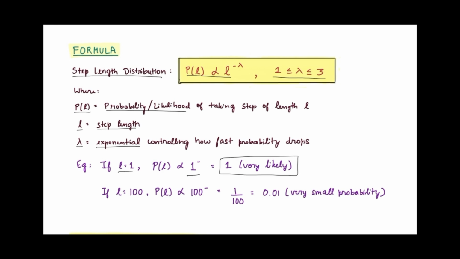Now let's consider the length as 100. So probability of length being equal to 100 is directly proportional to 100^(-1), that is 1 by 100, which is 0.01. That means there is very small probability that the step length is huge, but the probability is never 0. This is what makes Levy flight take both small and big movements, which is exactly what is needed for the global search.